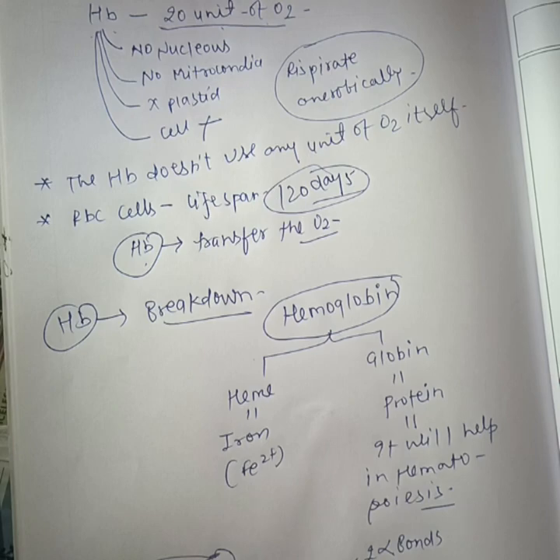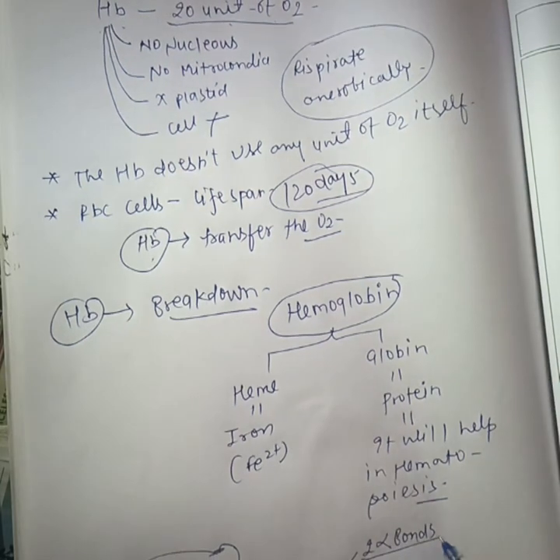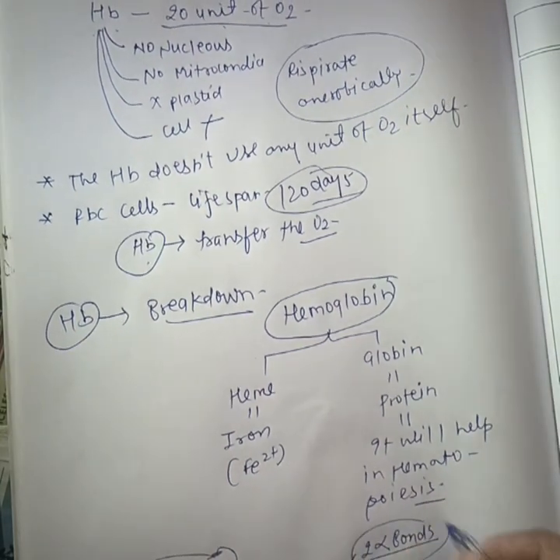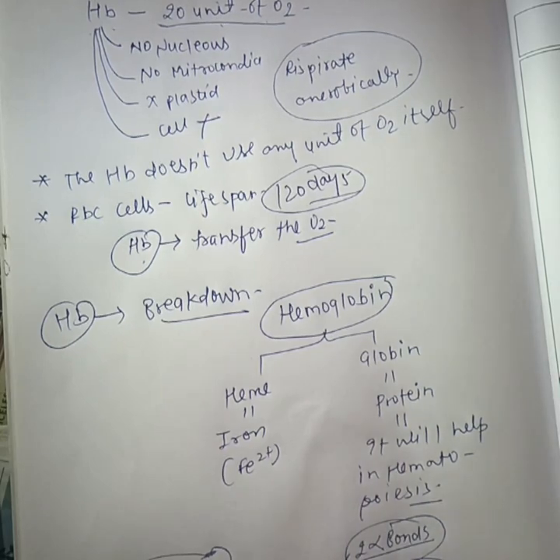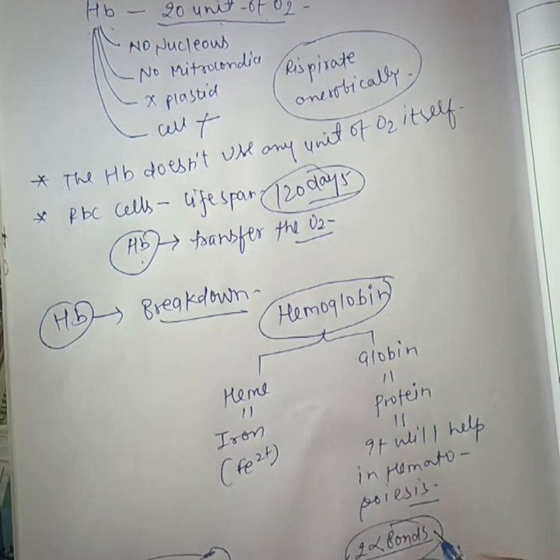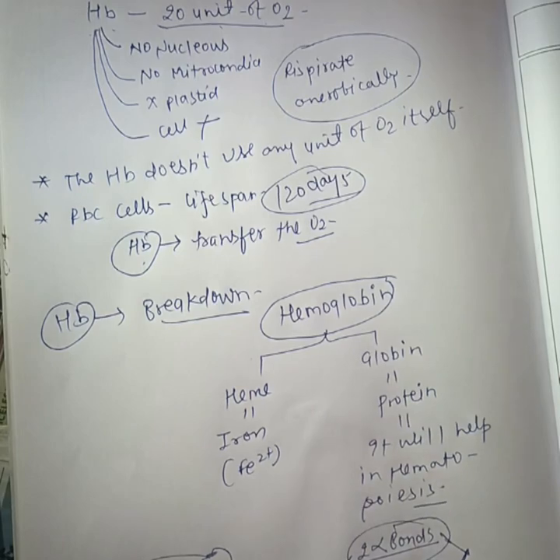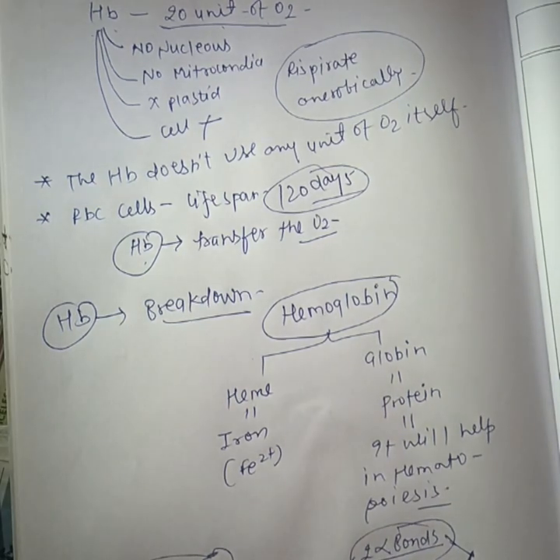The globin protein contains four bonds. It contains two sigma and two pi bonds. It has been asked many times, many questions were made on this in CUT. It has been asked 3 or 4 times in the CUT exam. Okay.